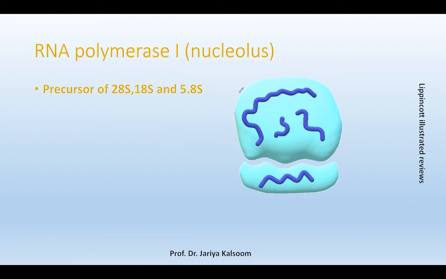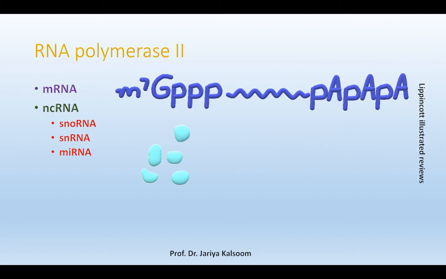Eukaryotic RNA polymerase I synthesizes the precursor of 28S, 18S, and 5.8S ribosomal RNA in the nucleolus. The eukaryotic RNA polymerase II synthesizes the nuclear precursors of messenger RNA, which are processed and then translated to proteins. RNA polymerase II also synthesizes small nuclear RNAs involved in RNA editing or post-transcriptional modifications of the RNA.